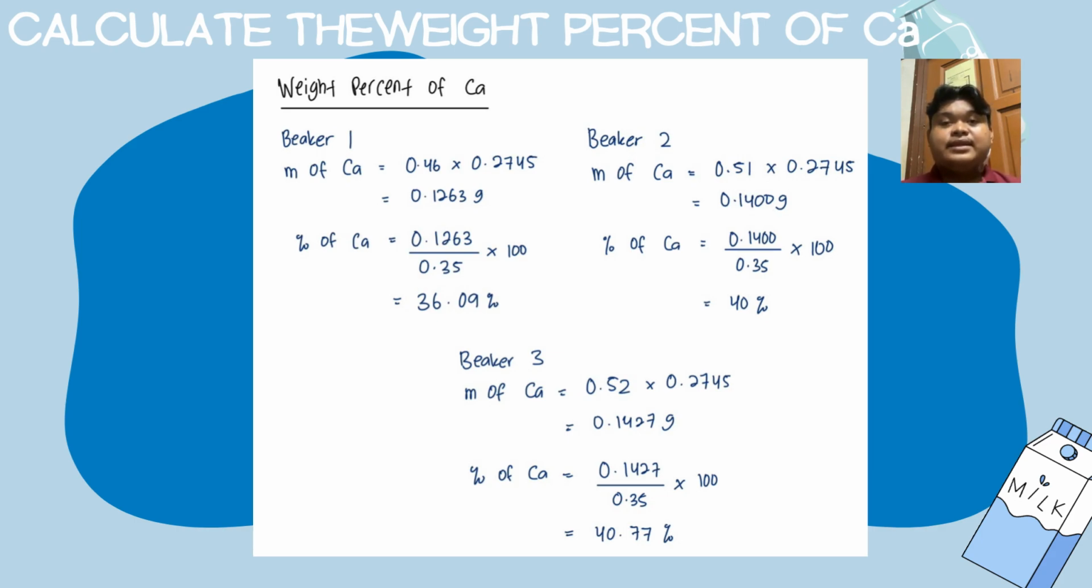For beaker 3, the mass of calcium is 0.52 grams times 0.2745. We get 0.1427 grams, and we can calculate the percentage of calcium, which is 0.1427 divided by 0.35 times 100, and we will get 40.77%.